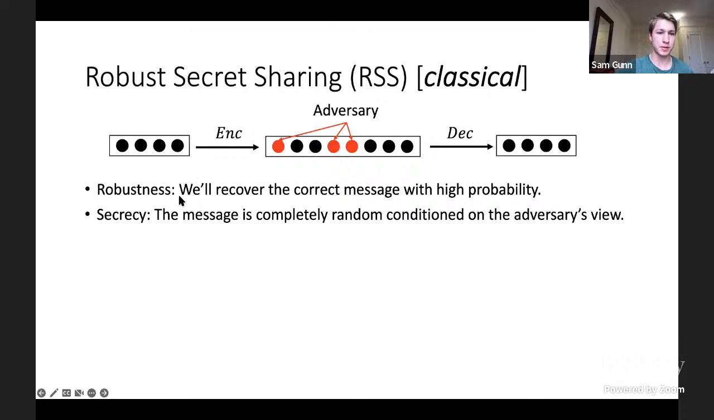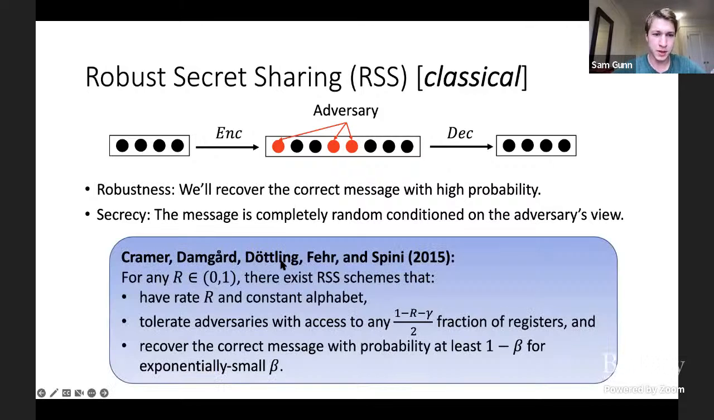The other ingredient, the robust secret sharing scheme, is a completely classical object, which has two requirements. First, there's robustness, which says that you can recover the message with high probability. Here, it's the same setting as error correction, where you encode, an adversary acts on some registers, and then you decode. But in addition to robustness, we want secrecy. The message should be completely random, conditioned on the view of any adversary given only a bounded number of the registers. This result of Cramer, Damgård, Döttling, Fehr, and Spini from Crypto 2015 says that there exist really good robust secret sharing schemes that are more than good enough for our purposes.